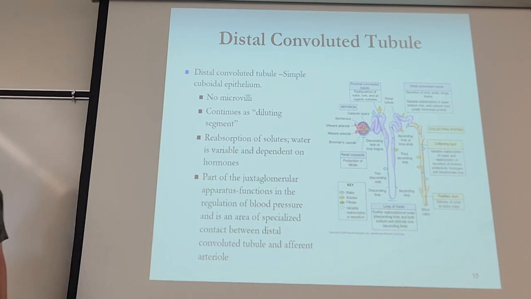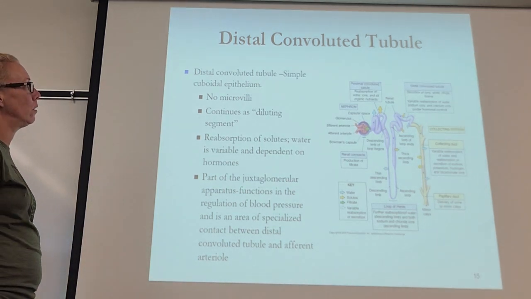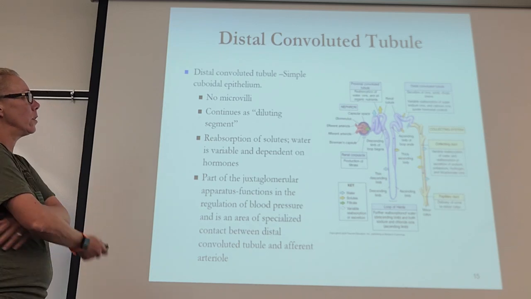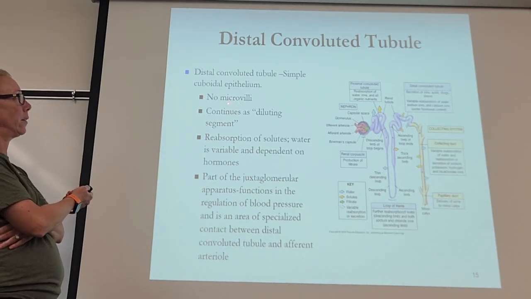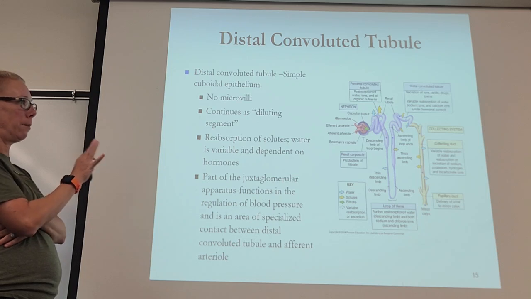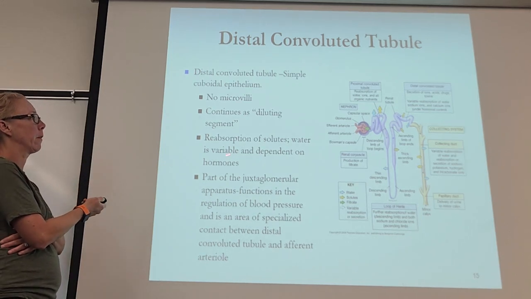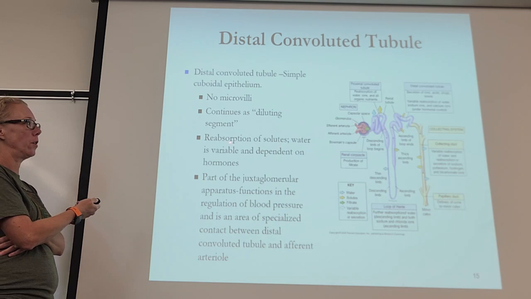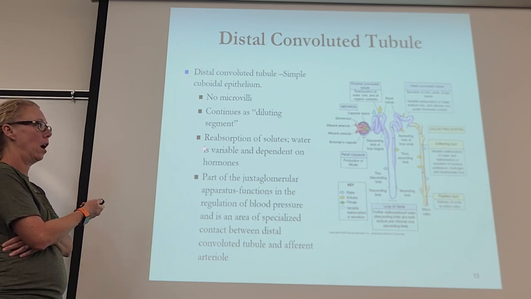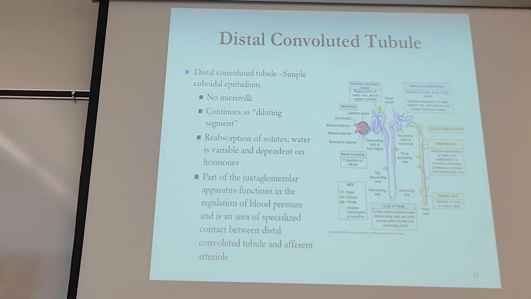Okay. All right, so moving down to the DCT. Okay, so the distal convoluted tubule doesn't have microvilli, we know that, okay? We're still simple epithelial tissue, okay? Now, we're still reabsorbing solutes here in the DCT, okay? But if we reabsorb water in the DCT, it's going to be dependent on hormones. Two different kinds of hormones that we already learned. What are they? Antidiuretic hormone and aldosterone. Yep.